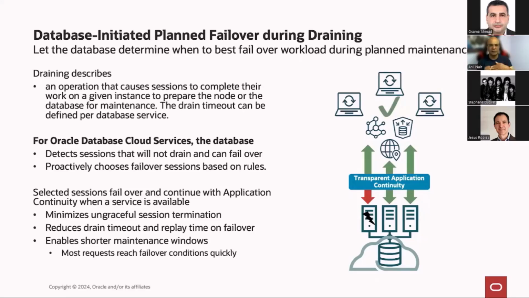Now, obviously, this is much easier to implement for our database service. For our database cloud services, the database can detect sessions that will not drain and can fail over. We proactively choose failover sessions based on rules, the rules being what you define for the drain timeout. The sessions that continue on with Application Continuity will fail over, minimize the ungraceful session termination, reduce the drain timeout and replay on failover. So all of these options try to make sure that the impact on your application during planned maintenance is reduced.